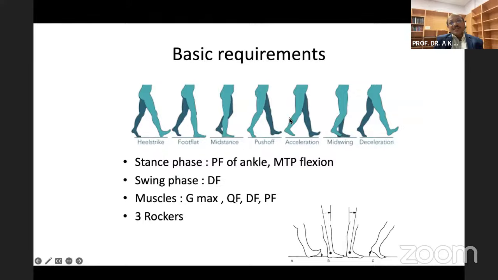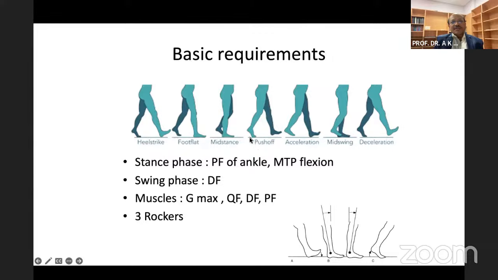stance phase, whereas swing phase is composed of three components. It's the acceleration phase, followed by the mid swing and the deceleration phase. Now, what are the muscles or functions that are required? So joints. In the stance phase, it is plantar flexion, as you can see here. So in the stance phase, plantar flexion and dorsiflexion are required.